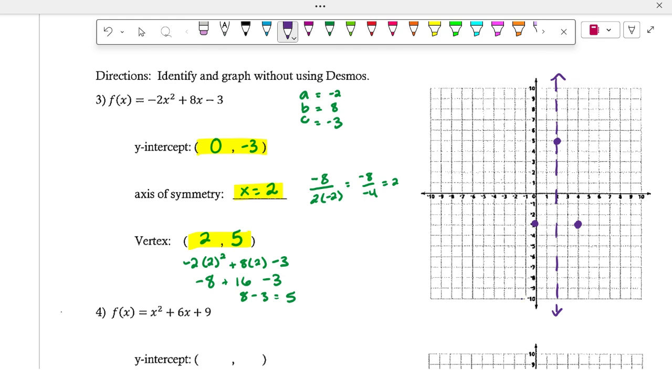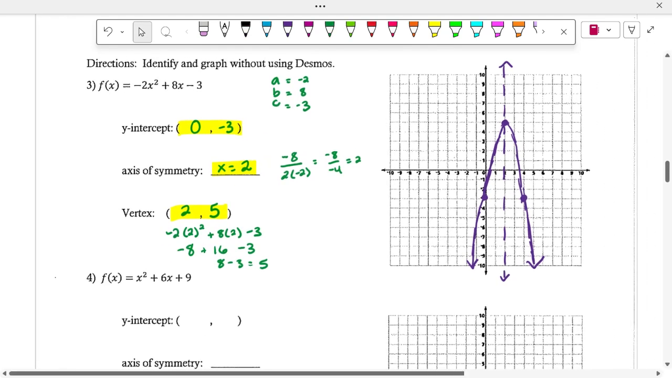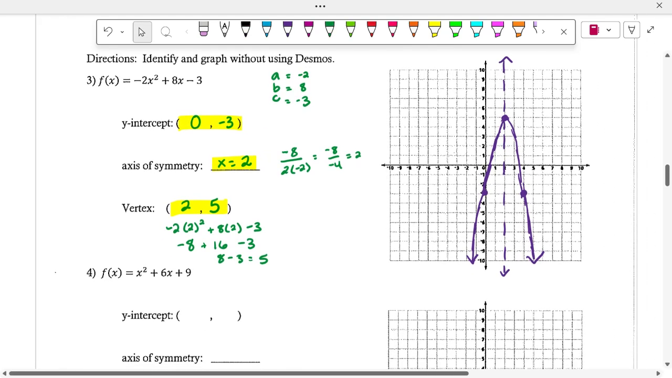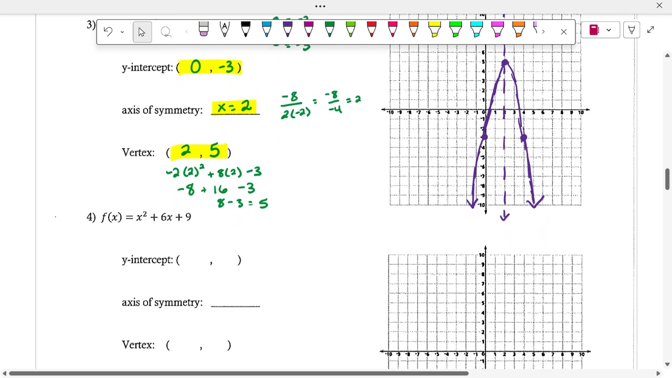So now we got enough points to make an overall general shape. So the graph will look something like that. Does that make sense to everyone? All right. So number 4.